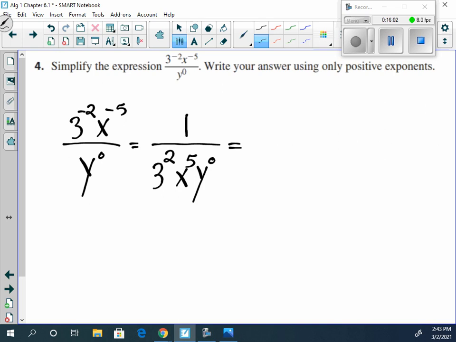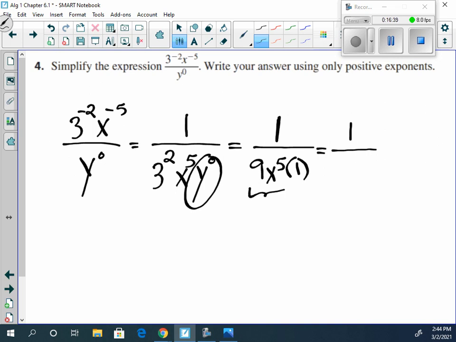Okay? So the numerator is still going to be 1. Can I take 3 squared? What is 3 squared? 3 squared would be 9, because 3 times 3 would give us 9. We have x to the 5th and, well, wait a minute. What do we have here? y to the 0, which is just 1. Well, 1 times anything, so 9x to the 5th times 1 would be 9x to the 5th.